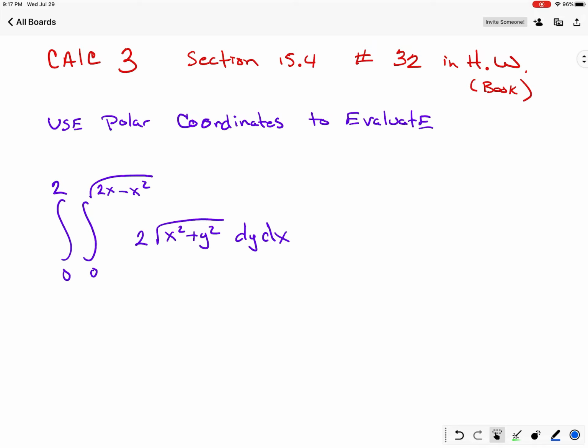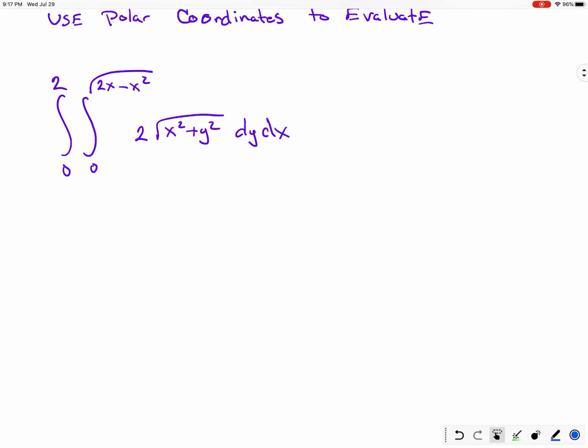This video is for Calc 3, section 15.4, and number 32 in our homework from the book. It asks us to use polar coordinates to evaluate this iterated integral. Whenever I'm confronted with an iterated integral, I always write out what the region that I'm integrating over is.